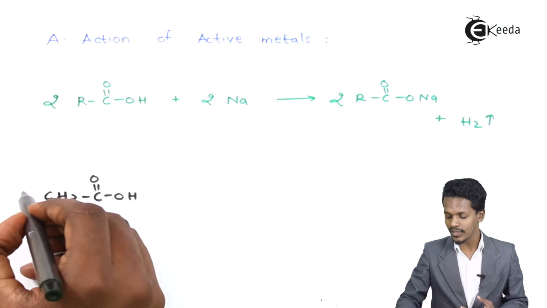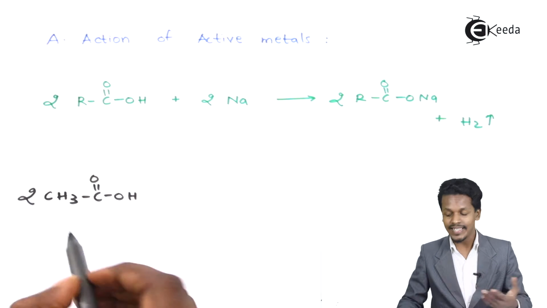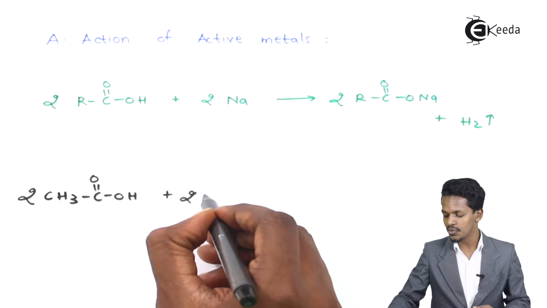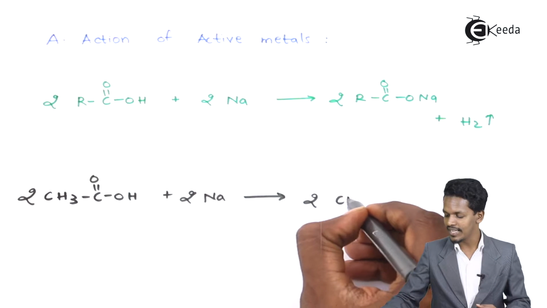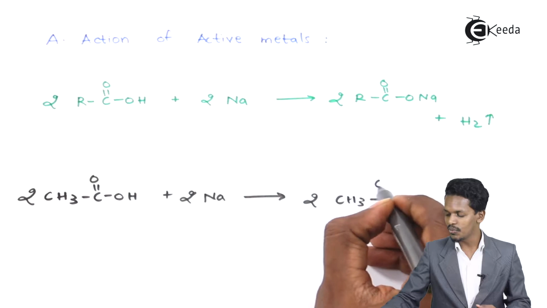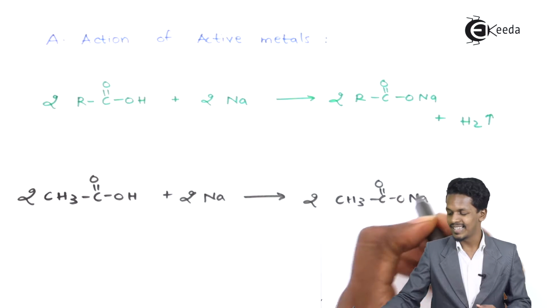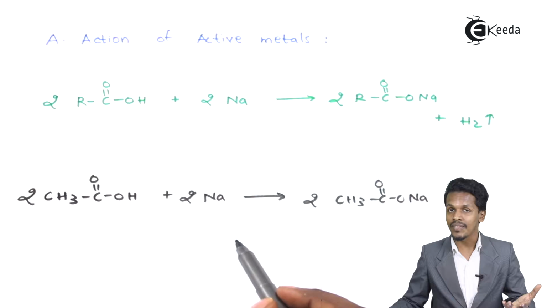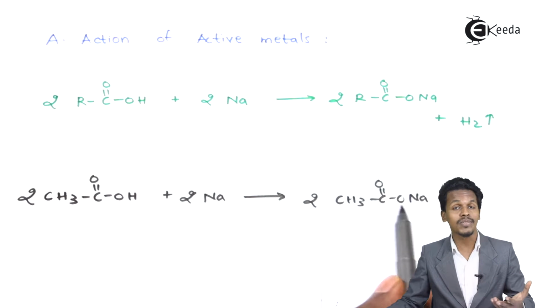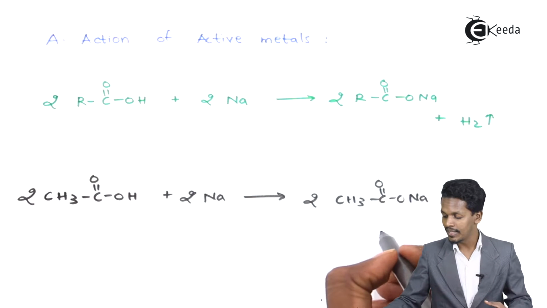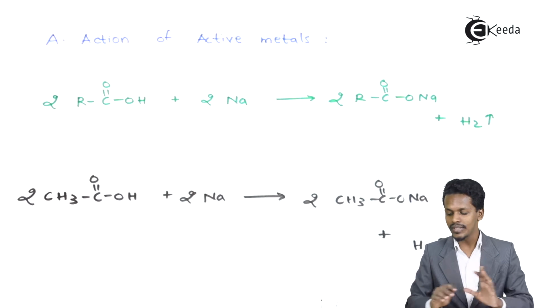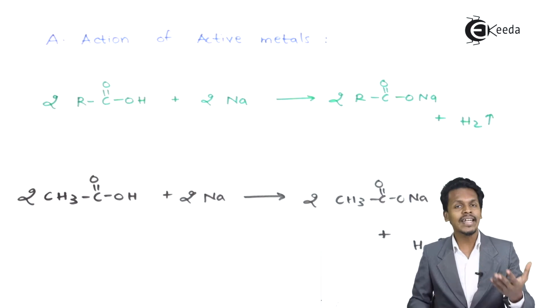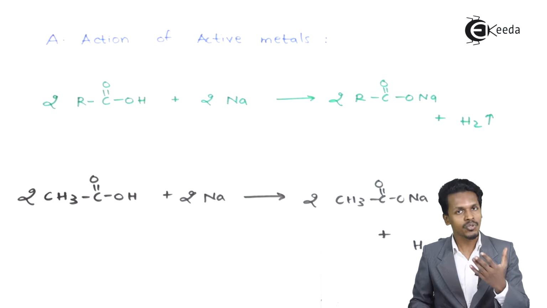So we consider 2 moles of acetic acid and react them with 2 moles of sodium, so that the product we get is 2 moles of CH3COONa. That is known as the sodium salt of carboxylic acid, or we could also call it the sodium salt of acetic acid. Along with that there will be evolution of an H2 molecule. So this is how the reaction proceeds. This was the reaction of active metals with carboxylic acid.